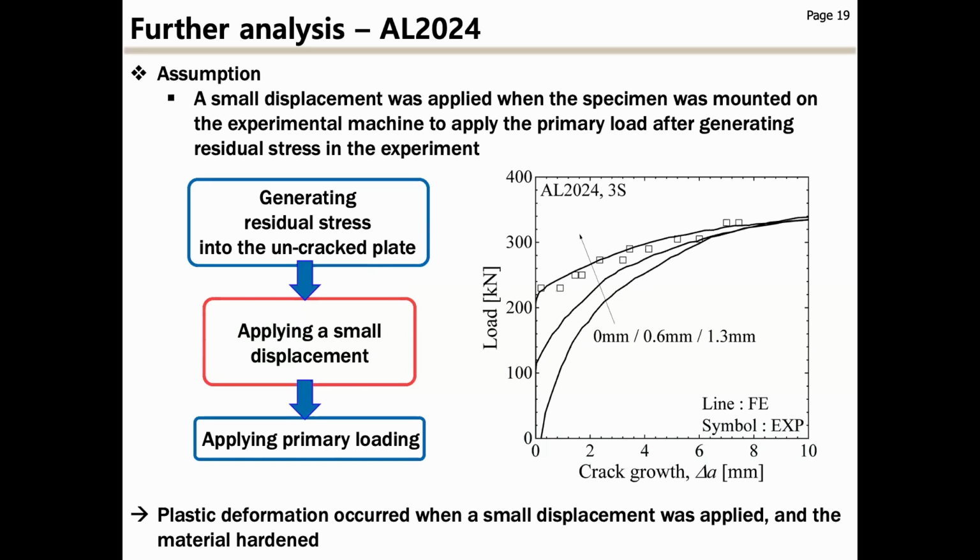This figure shows the FE results according to the assumptions. The symbol is experiments and the line is FE results. And the 0 millimeter result is the original result. It can be seen that the crack initiation load increased as the displacement increased. This is because plastic deformation occurred when a small displacement was applied and the material hardened. Based on this, there may be other causes. It seems the material hardened and the initiation load increased.